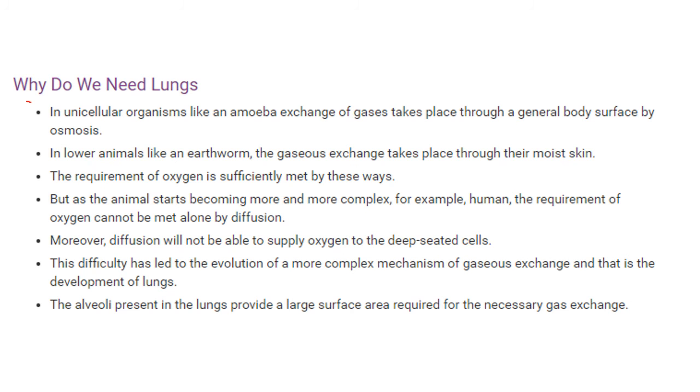Why do we need lungs? In unicellular organisms like amoeba, exchange of gases takes place through the general body surface by osmosis. In lower animals like earthworm, the gaseous exchange takes place through their moist skin. The requirement of oxygen is sufficiently met in these ways. So in unicellular organisms and lower animals, the general diffusion process or exchange of gases through the moist skin is sufficient for them.